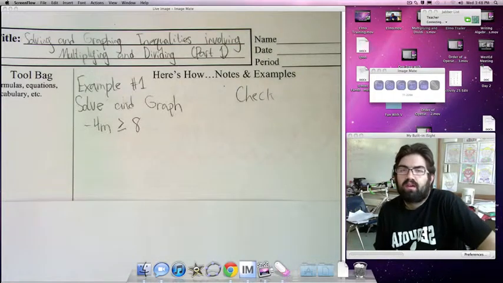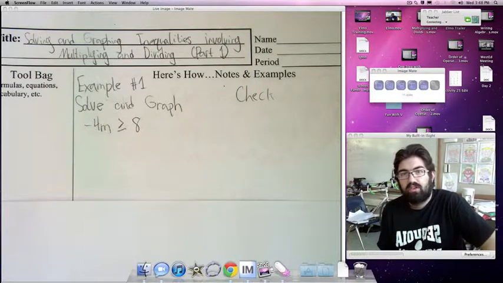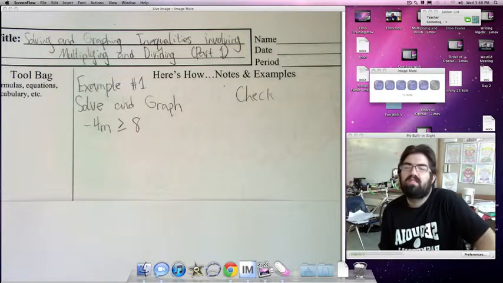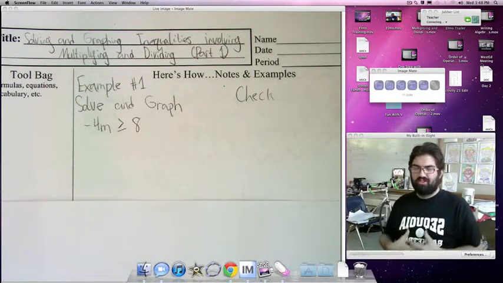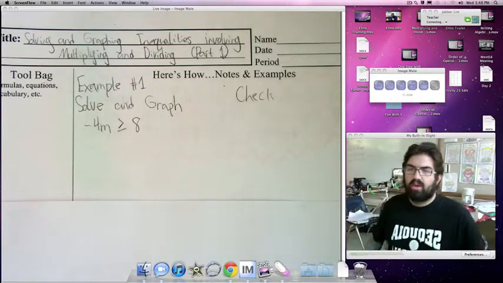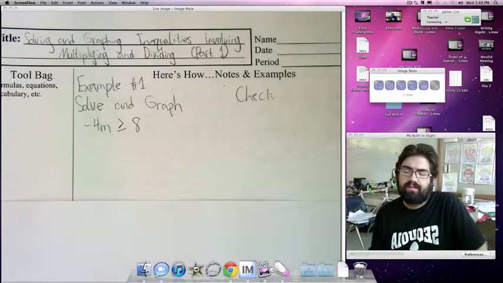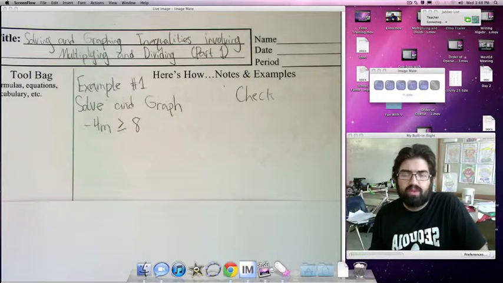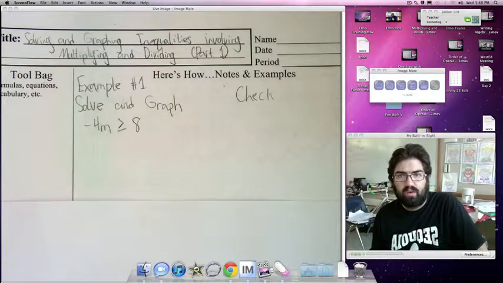Hi, this is going to be a two-part lesson on solving and graphing inequalities involving multiplying and dividing. So here we go. Example number one. We want to solve and graph -4 times m is greater than or equal to 8.